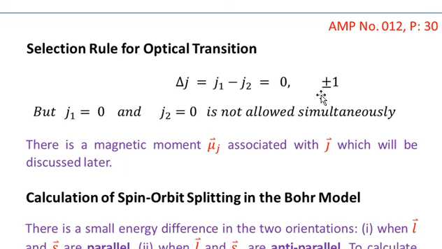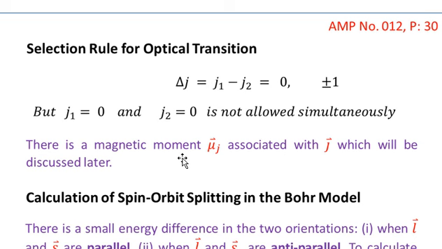So the rule is 0, plus or minus 1. But a 0 to 0 transition is not allowed. So if you have J1 equal to 0 and J2 also equal to 0, then their difference is equal to 0, but 0 to 0 is not allowed. So in this equation, delta J is equal to J1 minus J2 is equal to 0, plus or minus 1, this transition is permitted except when both J1 and J2 are 0. One of them could be 0, but both cannot be 0. This is not allowed.